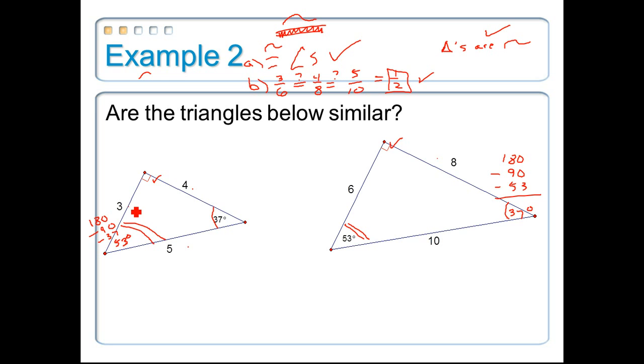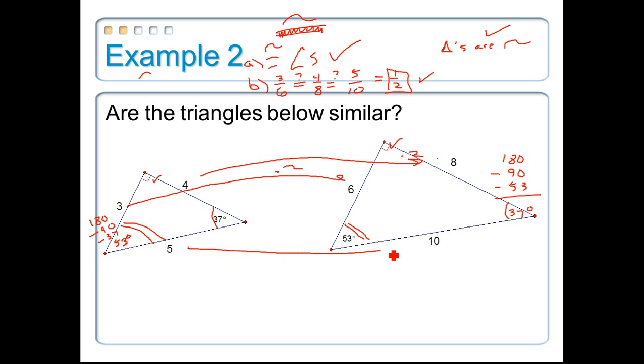Now, and the sides. Now, another way you could have said part B was to go 3 times what is 6? Well, 3 times 2. 4 times what is 8? 4 times 2. And 5 times 2 is 10. And since they all are times 2, they all have the same scale factor. That would be another way to show the sides are in proportion. So are the triangles similar? Yes. The sides are in proportion, and the corresponding angles are congruent.